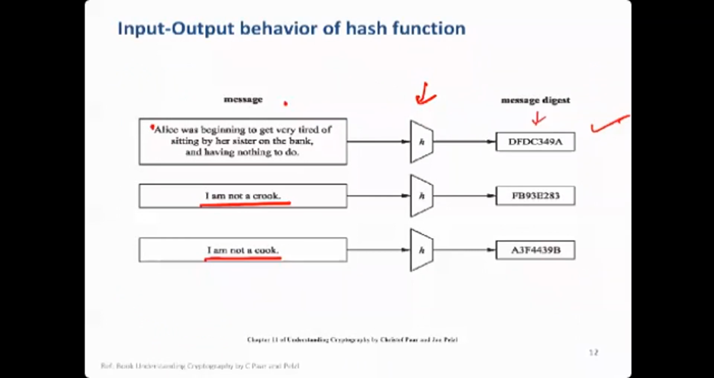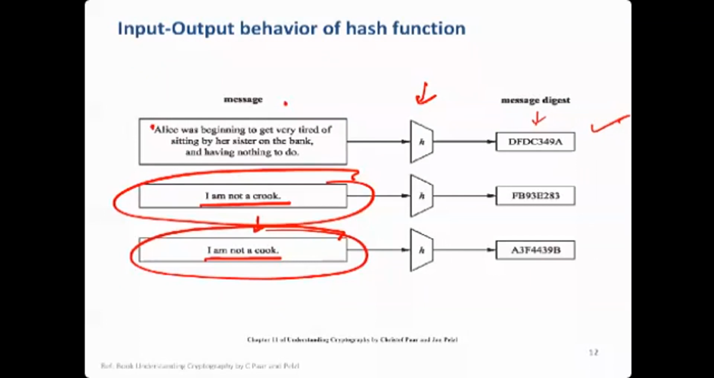But compare these two. What is the change between the two inputs? Only this letter R is different, right? There is no R in the third case, right? So it says I am not a crook. Here it says I am not a cook. But the output, you see the difference in the output, it totally changed.